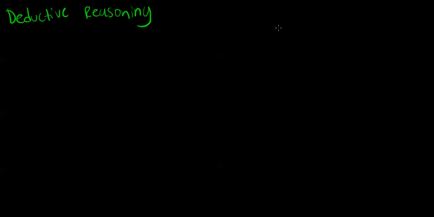In this section, we're going to be looking at deductive reasoning. Deductive reasoning, sometimes called logical reasoning, is the process of reasoning logically from given statements or facts to a conclusion. So we're going to start by looking at a property.